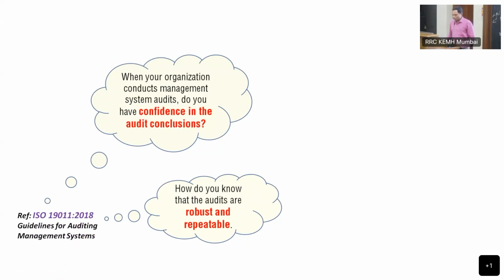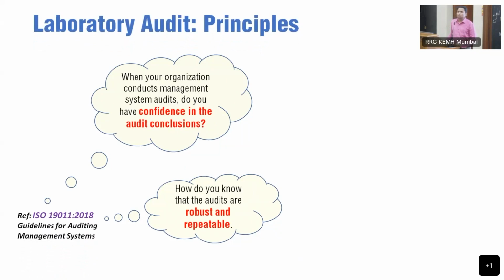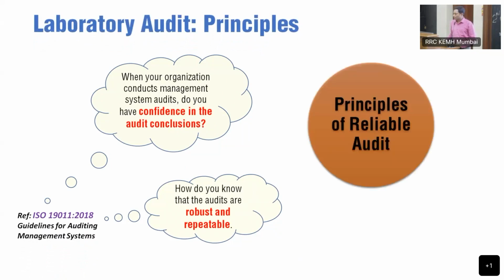This ISO 19011 has defined the criteria. They have laid down guidelines for auditing management systems, and those are the guidelines which we can use for deciding whether the audit conducted in our laboratory was of good quality or not. So it gives you the principles of laboratory audit. What are the principles of a reliable audit? First of all, integrity. What do I mean by integrity? What do you understand by integrity?